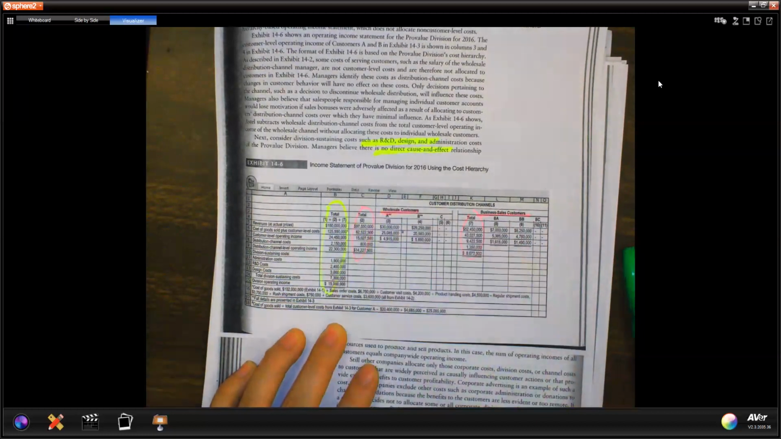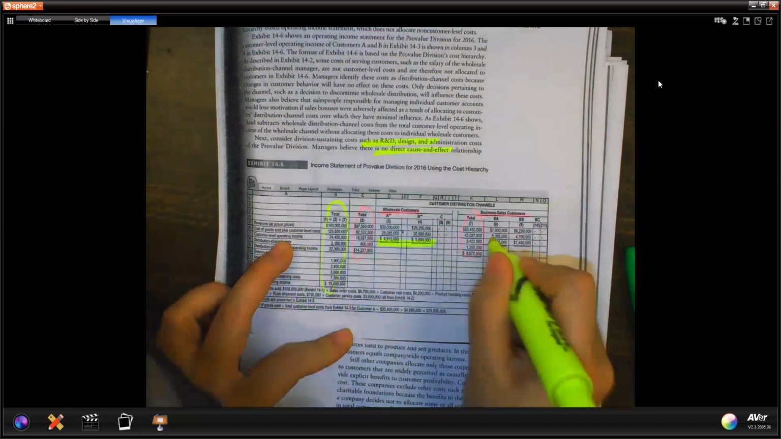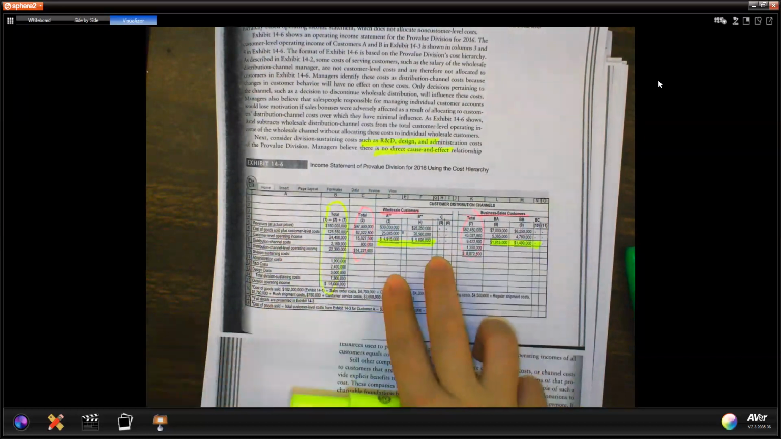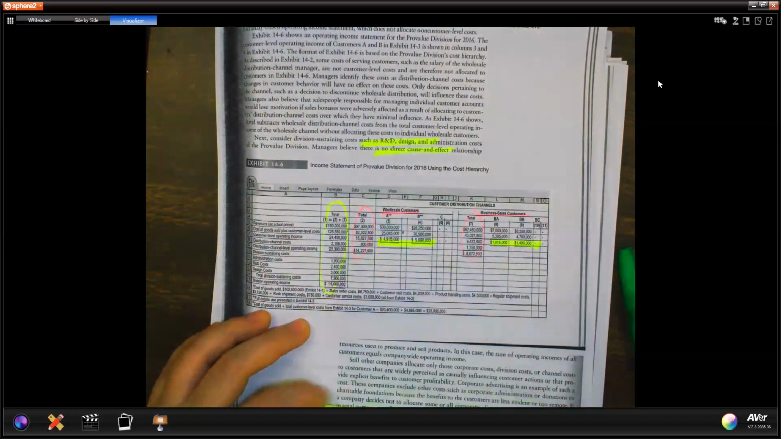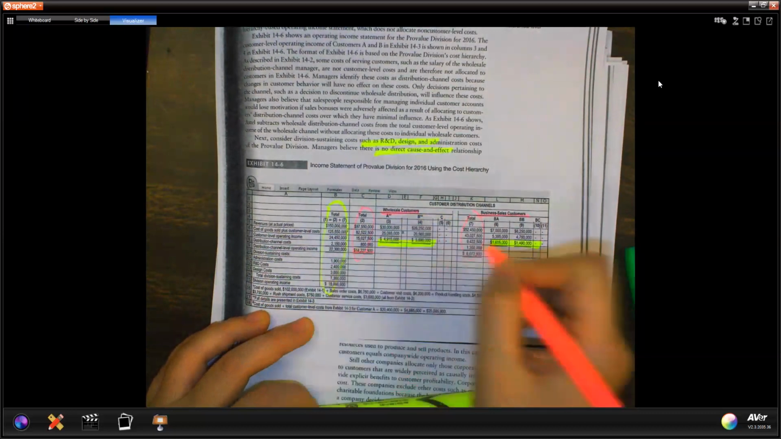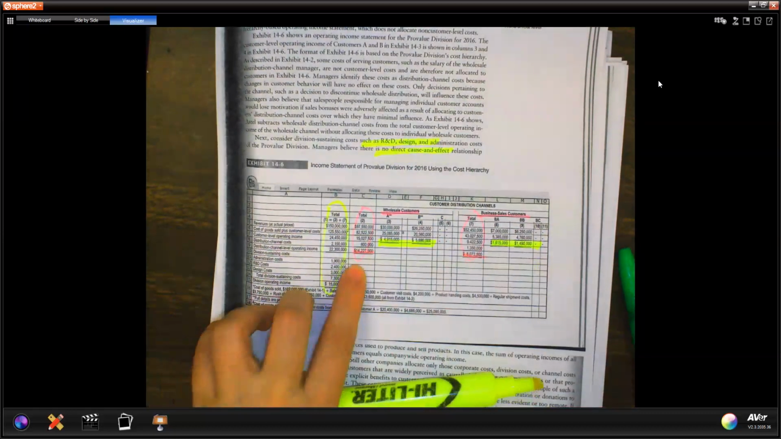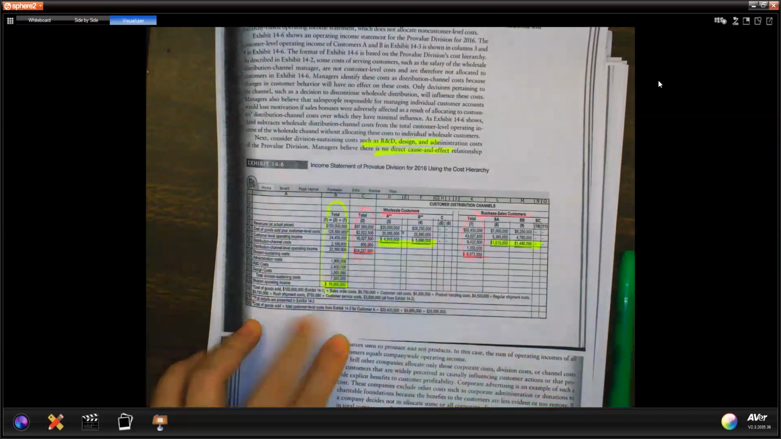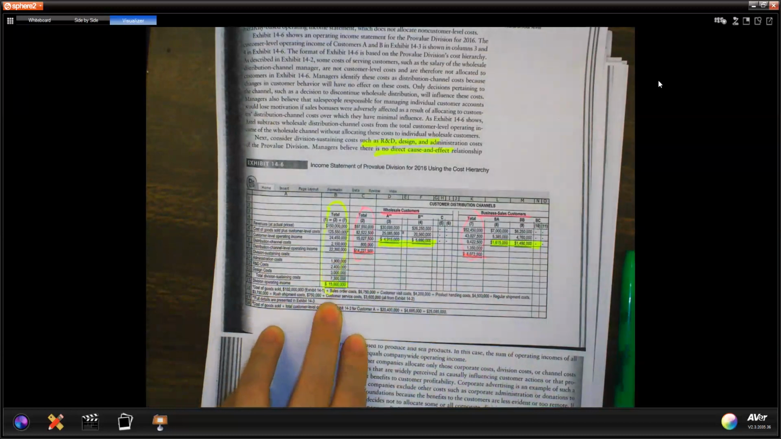So what this table basically shows you is that you can find out the customer level operating income. We found out that all of our customers are good, kind of. You can also find out the channel level operating income. The first channel is a little bit better than the second channel. And then we found out that overall, the division is fine. It has $15 million as operating income.